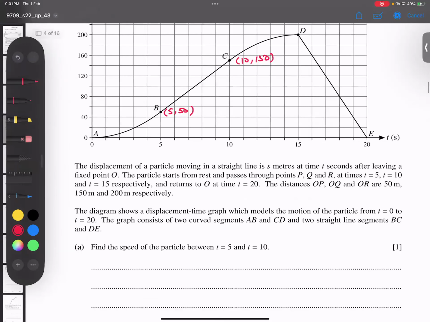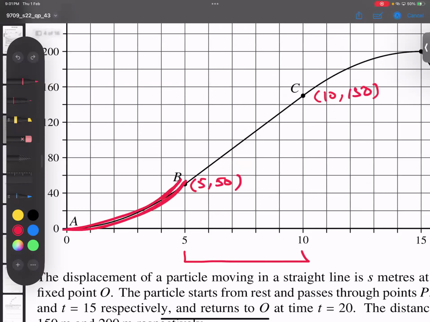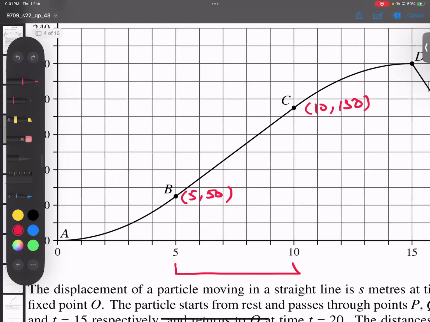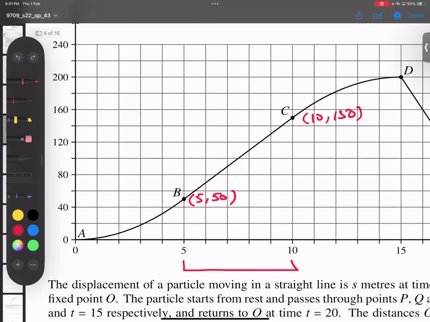Come back. He's asking to find the speed of the particle from 5 to 10. So it means from these 2 points, we have to find the speed. Very interesting part. Look here. This is a curve, the variation is there. And this is also a curve, you can see the variation. But this is not a curve. This is a straight line. Very interesting part. Straight, you know it very well.